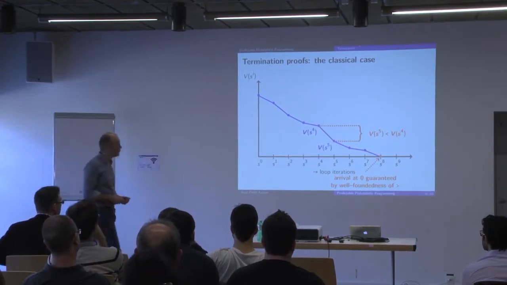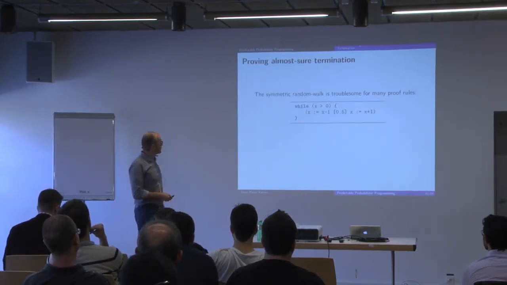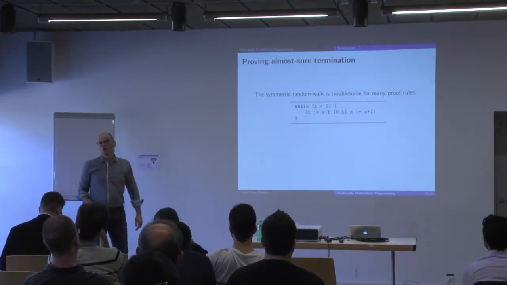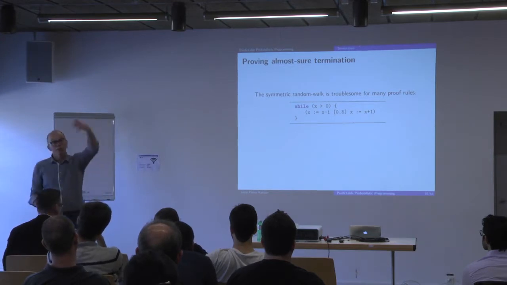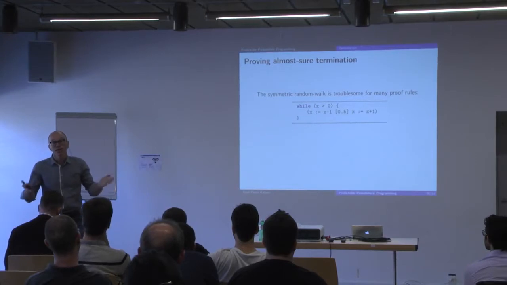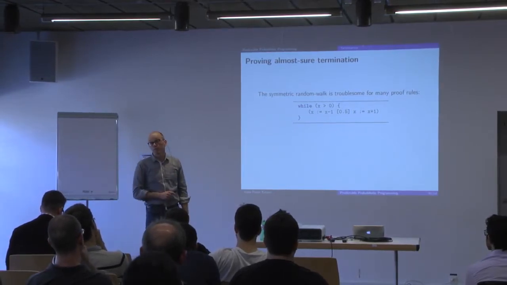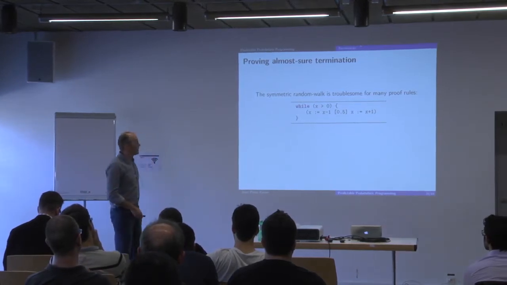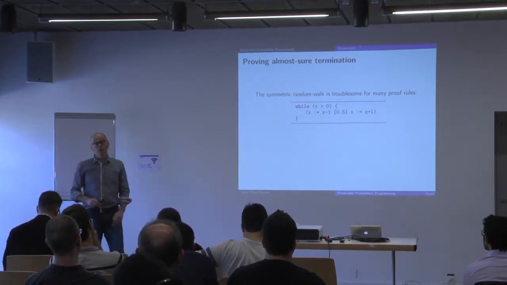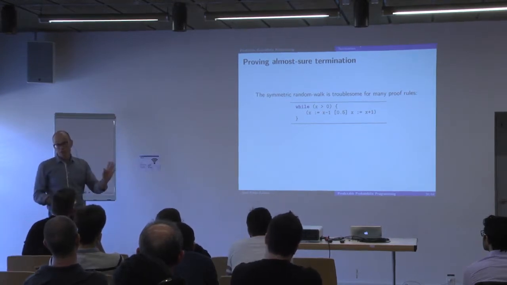Now, how does that do for probabilistic programs? This does not work. Why doesn't it work? Well, look at this random walk. It decreases, but who guarantees me that it's going to decrease? There is no guarantee. So you cannot use the standard off-the-shelf technique to prove termination of your program. And actually, there are many proof rules for probabilistic programs in the literature, and most of them have severe problems to deal with this particular problem.